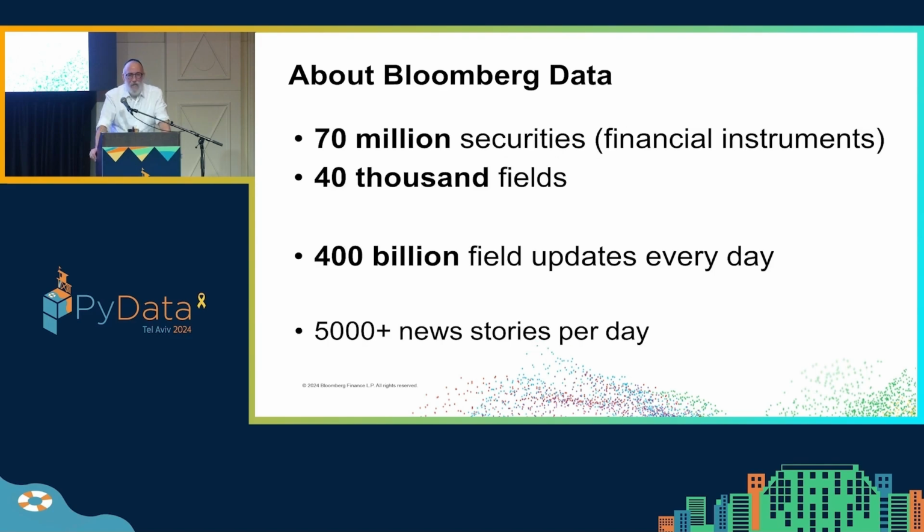A little bit about the data that we handle. We have some 70 million securities on our system with about 40,000 different fields. So that's about trillions of pieces of data. We handle up to 400 billion field updates, market data, every day. And we publish over 5,000 news stories a day.